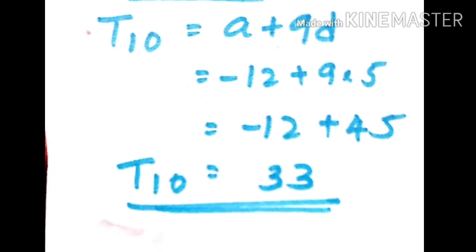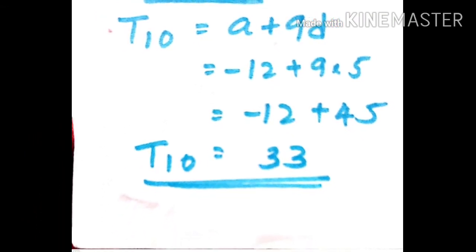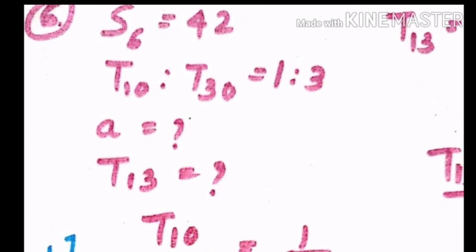Now let's see the next question. Question number 6. The sum of the first 6 terms of an AP is 42. The ratio of its 10th term to its 30th term is 1:3. Calculate the first and 13th term of the AP. So here the sum of the first 6 terms, S6, is equal to 42. The ratio T10 to T30 is equal to 1:3. And we have to find the A value, that is the first term, and the 13th term, T13.